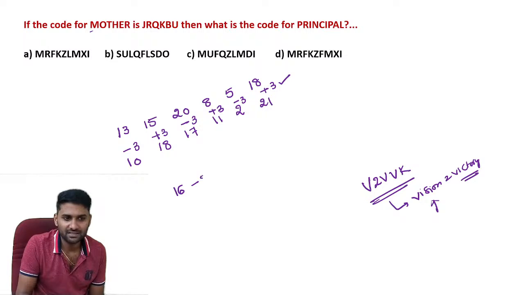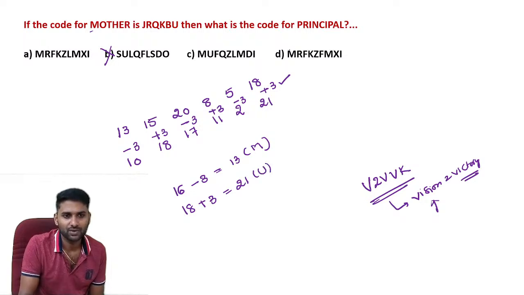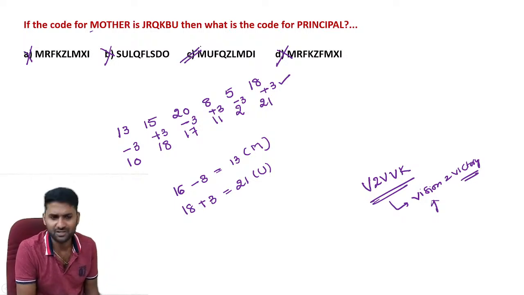Principal: P is the 16th letter, minus 3, we require the 13th letter. 13th letter is M. Eliminate option B. Second letter is R. R is 18, 18 plus 3 is equal to 21. 21st letter is U. You can eliminate option D, eliminate option A. With the help of two letters, you can choose your option.